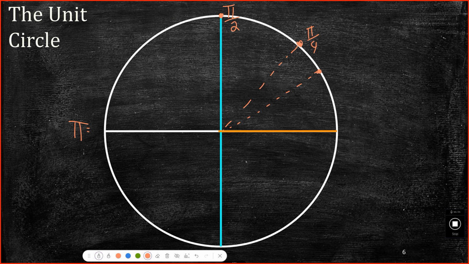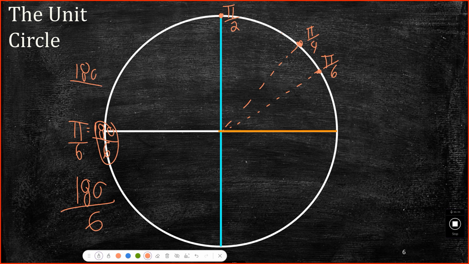That'll be cut into 6 pieces. 1, 2, 3, 4, 5, 6. So 180 divided by 6. What's 180 divided by 6? You guys got calculators. 30. So if I say pi is 180, and I'm dividing this by 6, that makes it 30, then this will be pi by 6. Okay. 30 degrees is pi by 6. And if I do 180 divided by 3, since I said that pi is 180, this one's pi by 3.